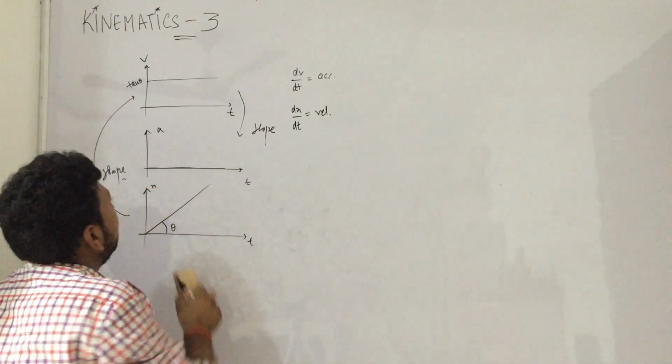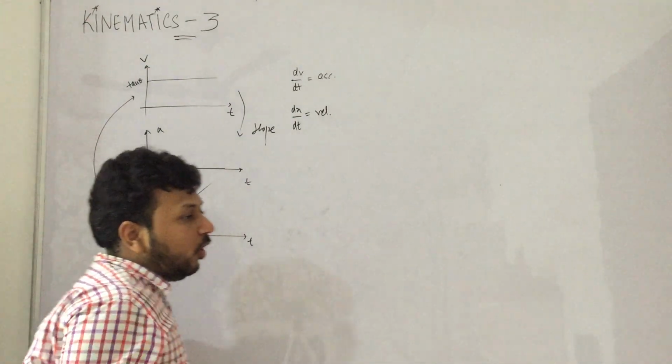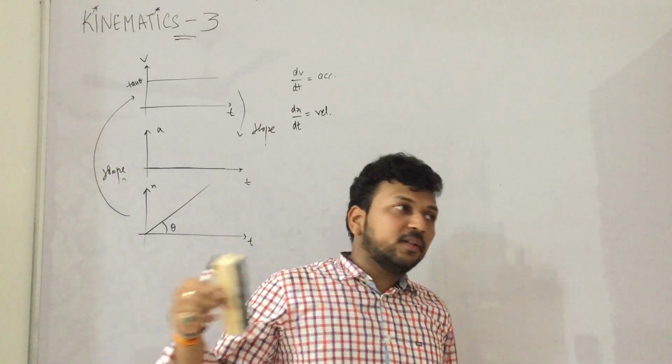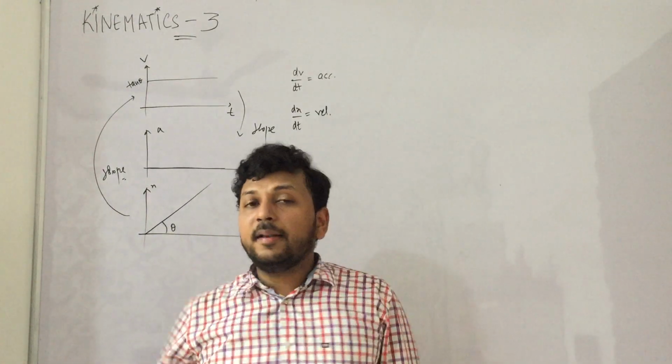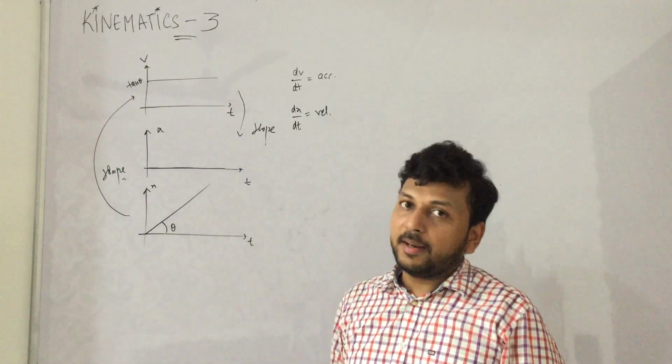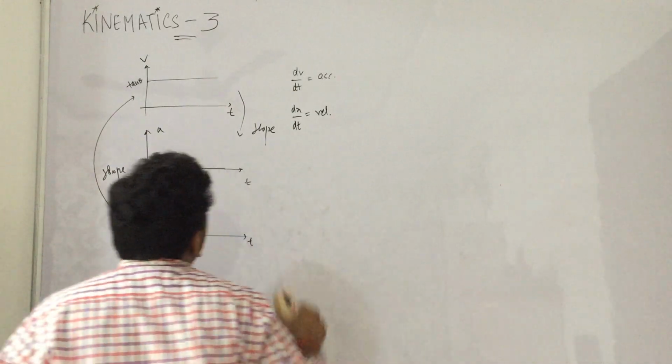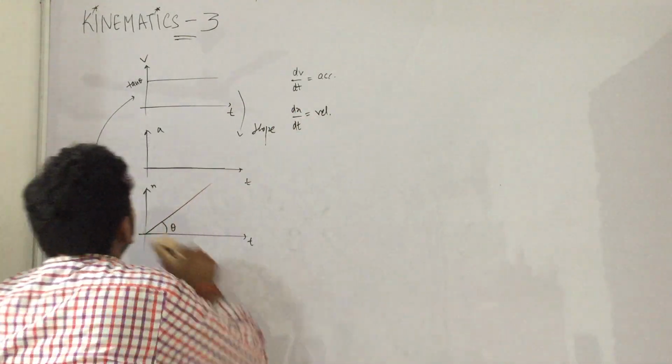I am erasing it. It was a normal example. You can imagine it also. The person was moving with constant speed, and then we have solved the mathematics of it. I am erasing it. This is important. I hope it is clear.